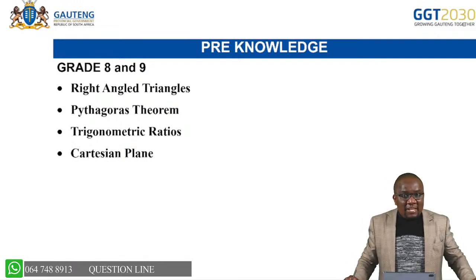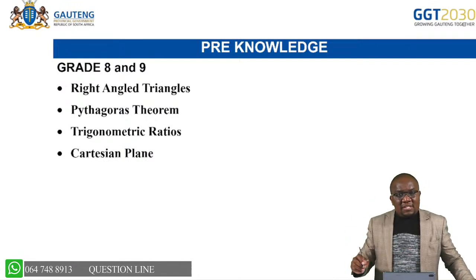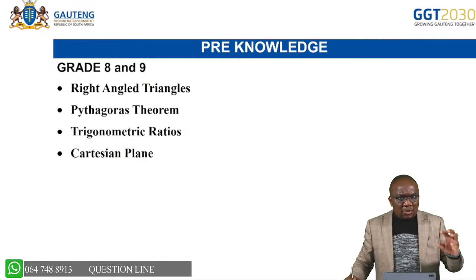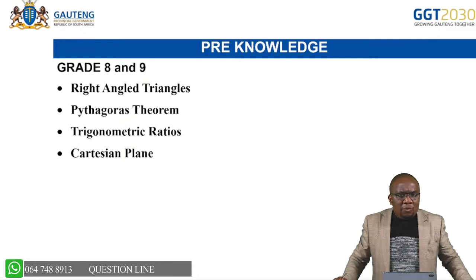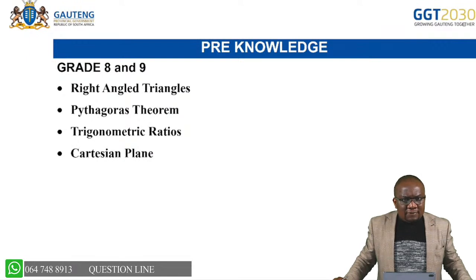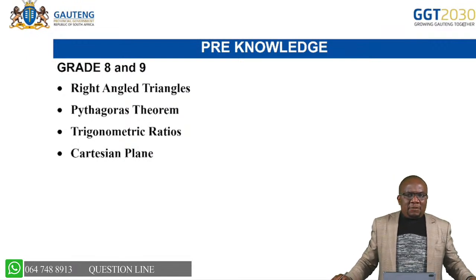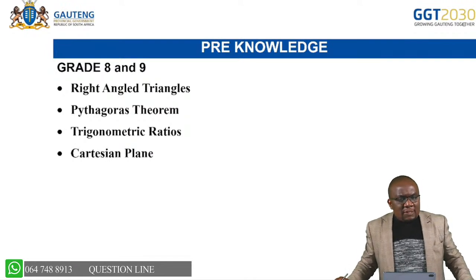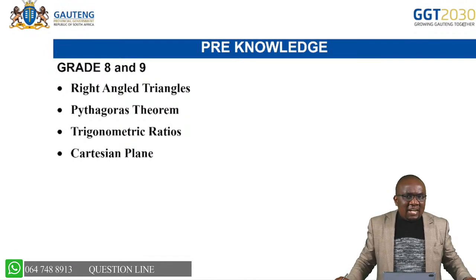And then the Cartesian plane. What do you know about the Cartesian plane? From 0 degrees to 360 degrees, anti-clockwise. We have quadrant 1, quadrant 2, quadrant 3, quadrant 4. Which trigonometric ratio is positive in quadrant 1? All of them are positive in quadrant 1. Which is positive in quadrant 2? Sine theta is positive, and cos theta and tan theta are negative in quadrant 2.